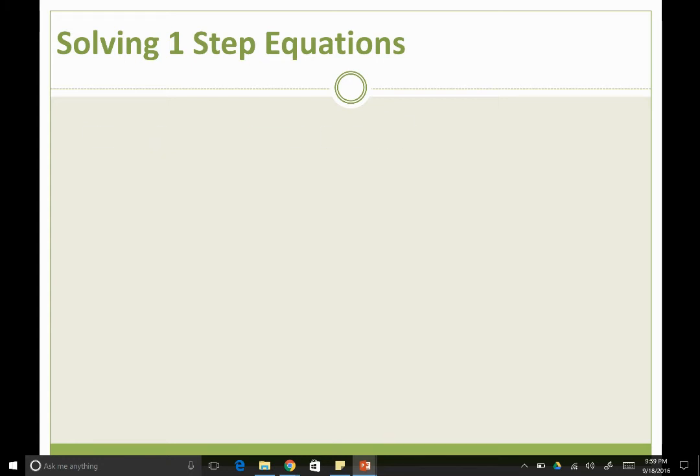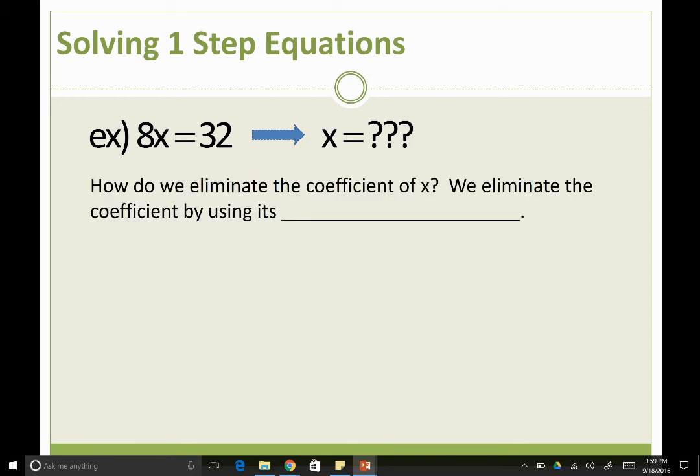All right, so what happens now if it's not a completely separate term or a constant that is on the same side as the variable, but we have what we call a coefficient? 8 and x are being multiplied by each other. 8 is a factor in that same term. So how do we get rid of the coefficient of x? Well, we're going to use the multiplicative inverse.